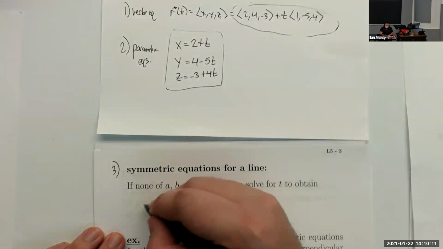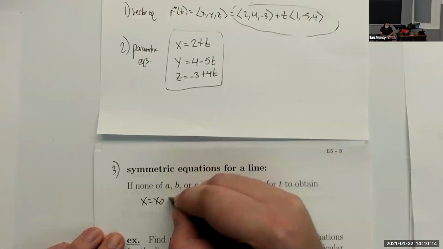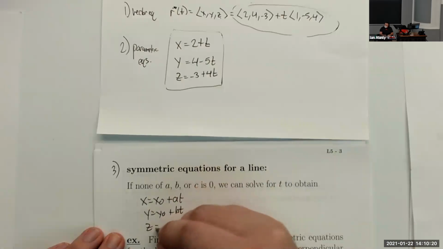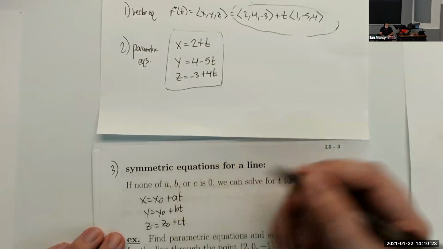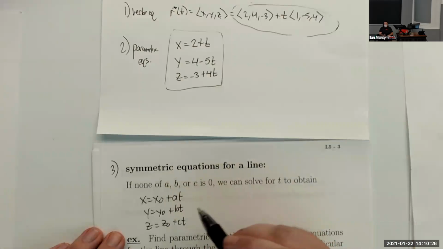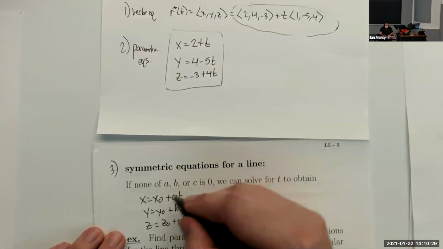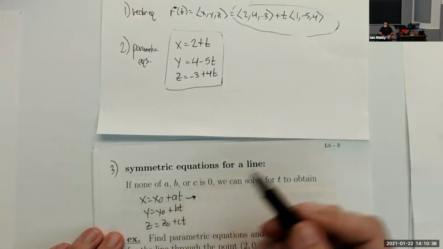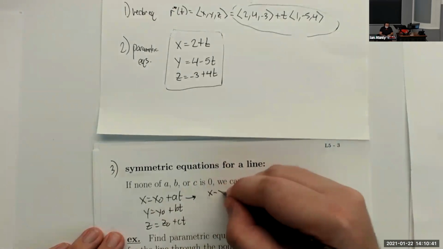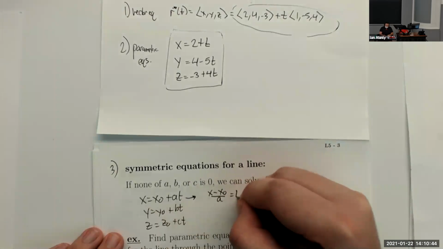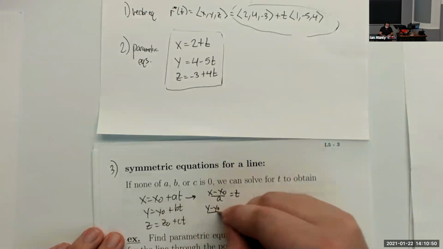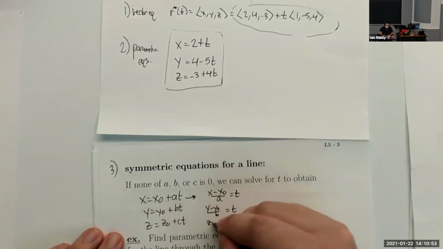So if we do that, remember our parametric equations were x is x naught plus AT, y is y naught plus BT, and z is z naught plus CT, right? So what we could do is solve each of these equations for t. For this one, for example, to solve for t, I would subtract x naught over here and divide by a. And we're allowed to do that because a was supposed to not be 0. So we have x minus x naught over a is t. And then we could do the same thing for each of these other ones as well, and then we have z minus z naught.